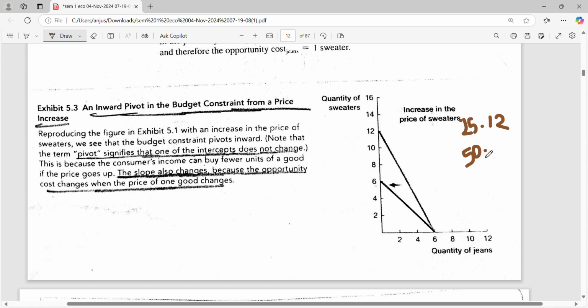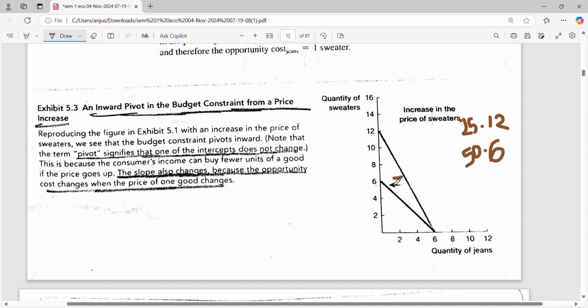So you need to get 300. With how much quantity of sweater can you now exhaust the budget of 300? 50 multiplied with 6 gives you 300. So now the intercept will be 6 because as the price increased, the consumer could only buy a smaller amount of sweaters. So now it pivoted inwards, not down. I just drew it like downwards, but it is pivoting, not shifting downwards.